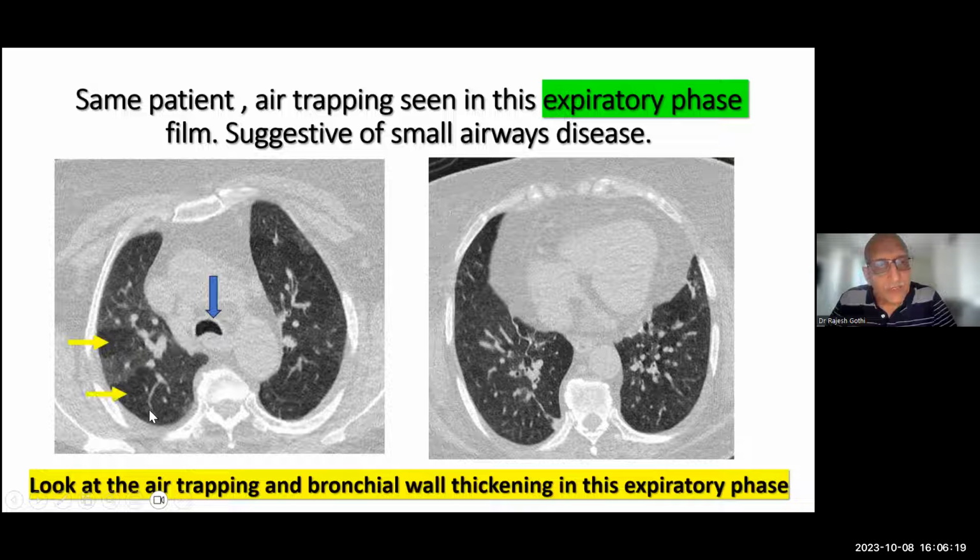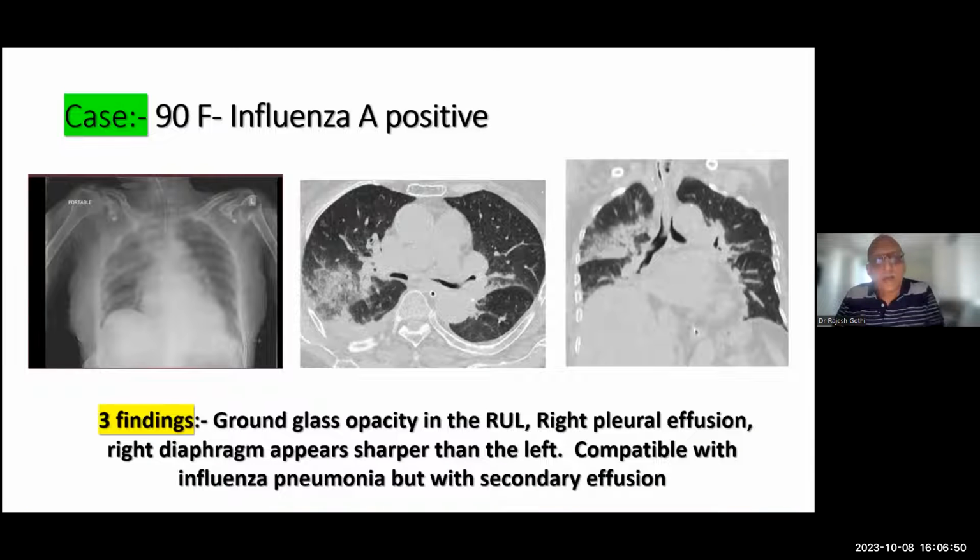Now these are the areas of air trapping. Areas of air trapping are more lucent than the rest of the lung parenchyma, and there is a paucity of vessels in these areas. And there is also evidence of bronchial wall thickening in both lower lobes. So a combination of bronchial wall thickening and areas of air trapping in an expiratory film makes it suggestive of a small airways disease, which could even be acute HP, hypersensitivity pneumonitis. Now we'll come to some cases.